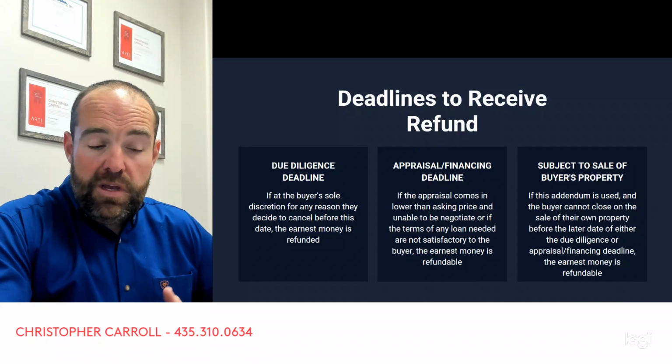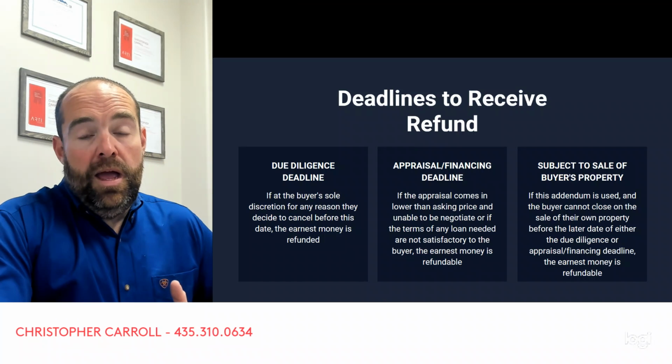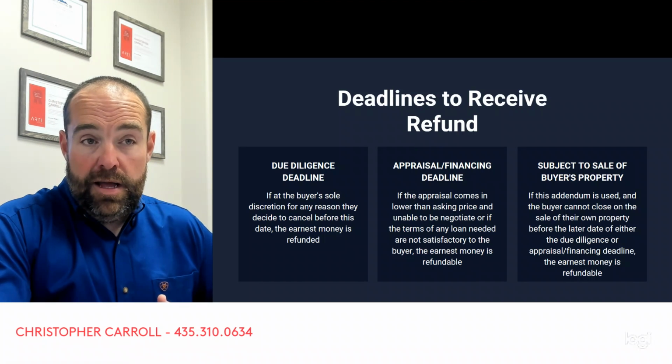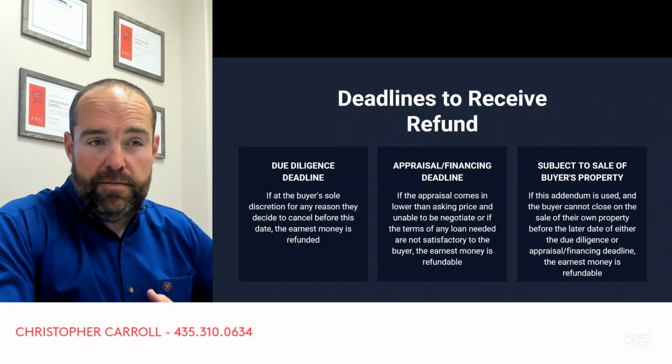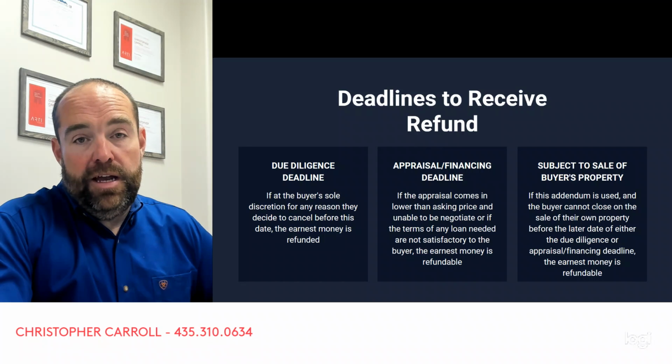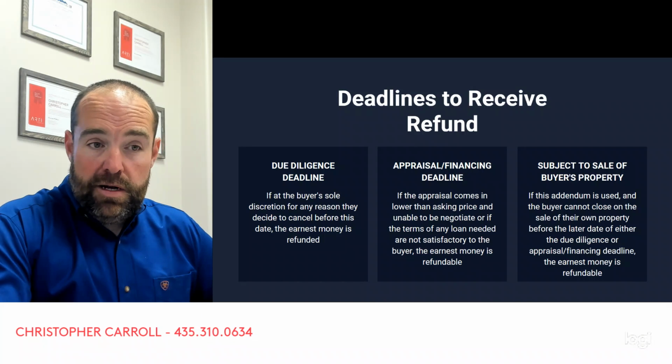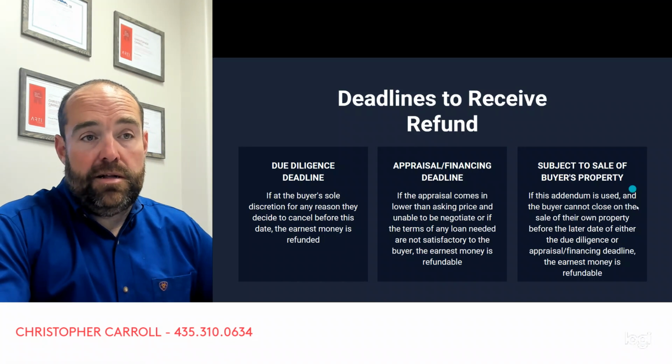So if you have a house to sell and for some reason it doesn't sell, and you've used this addendum, if we have used this addendum and attached it to the contract and made it a part of the contract, then you can cancel the contract and receive your earnest money if your house cannot close by that deadline.